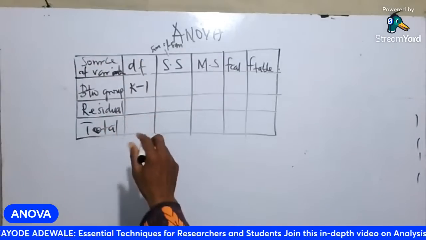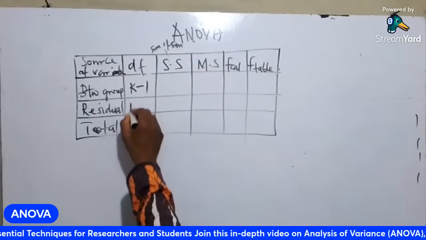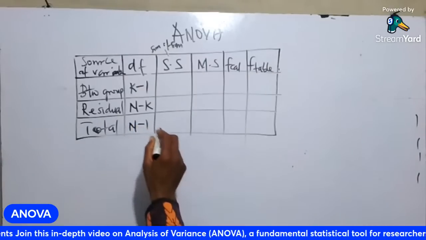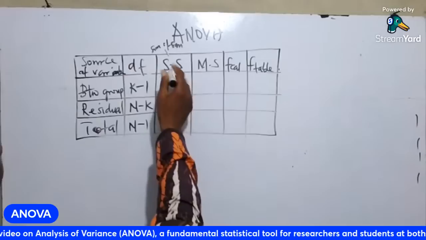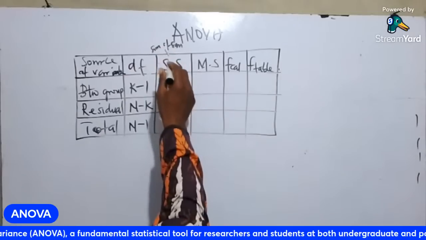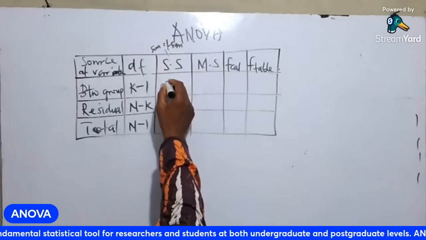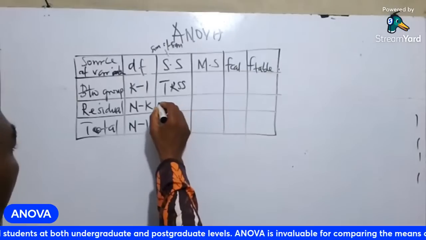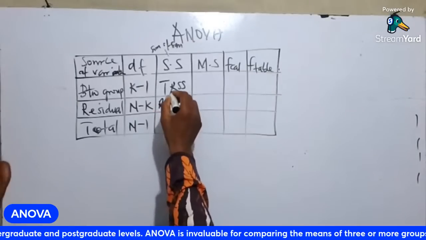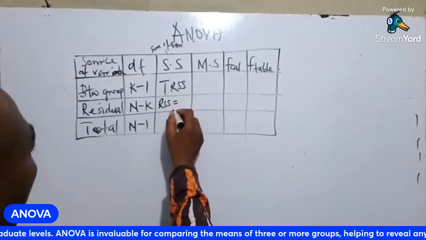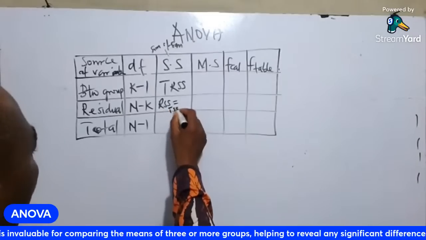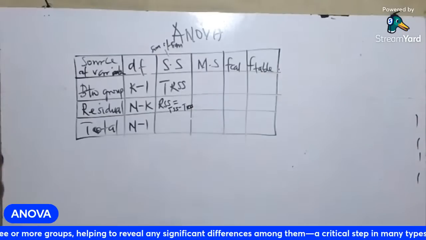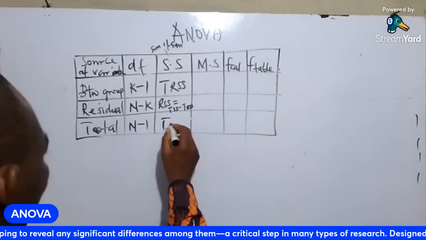I will tell you the meaning of the K. Then the residual is N minus K, and the total here will be N minus 1. Under the sum of the square, you have the TRSS, then under the residual that will be RSS, which equals TSS minus TRSS. Then you get your TSS here.